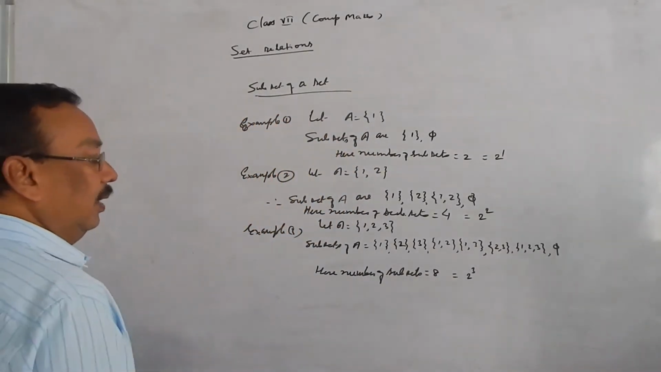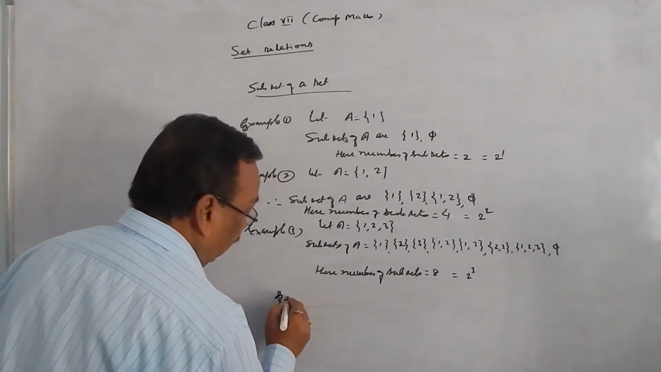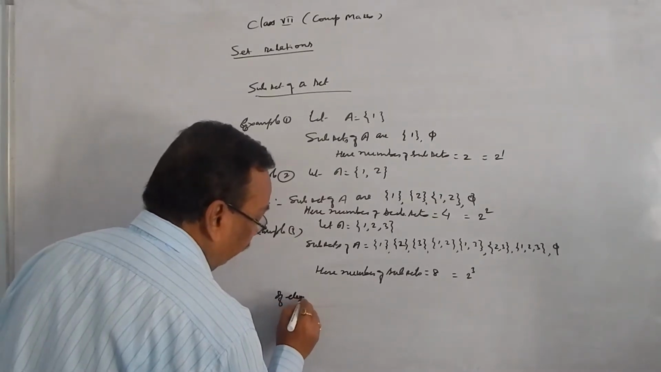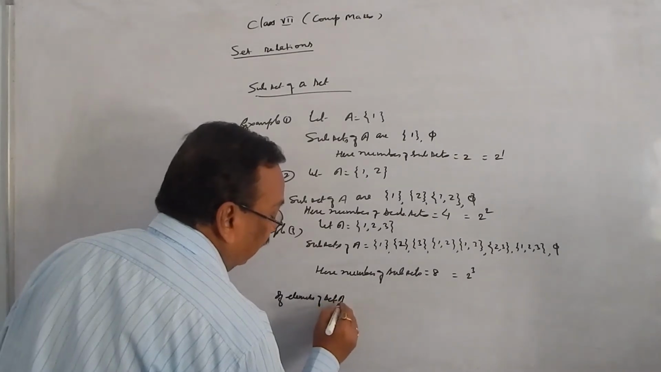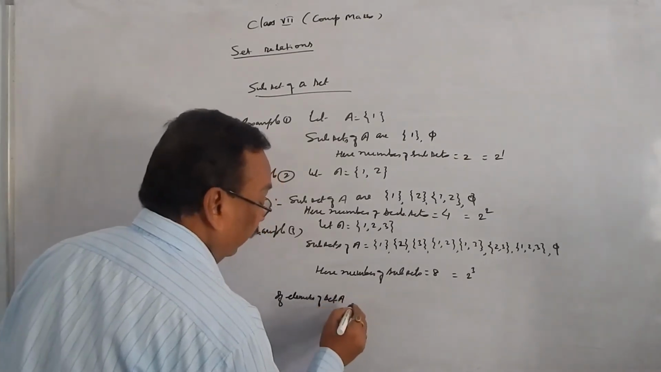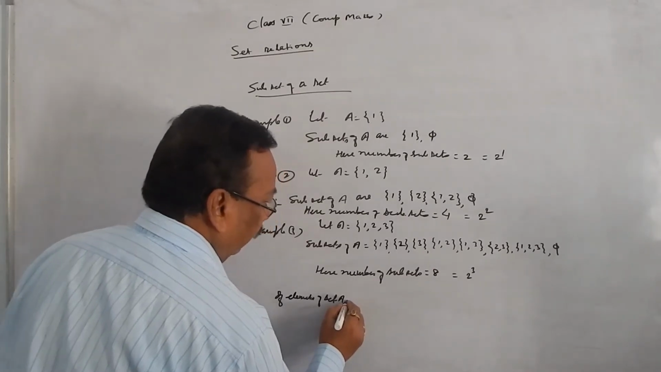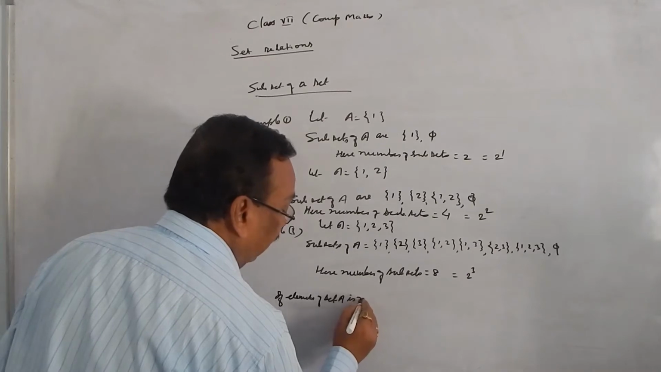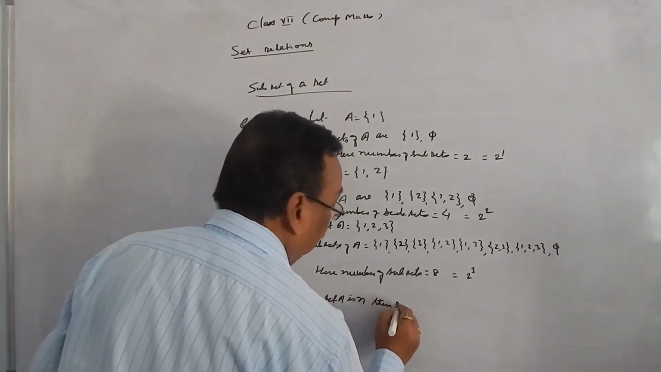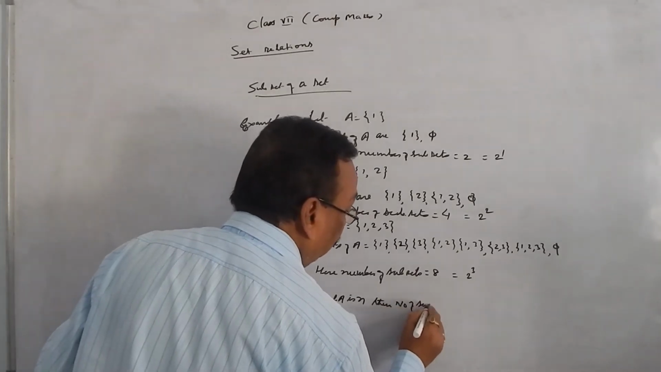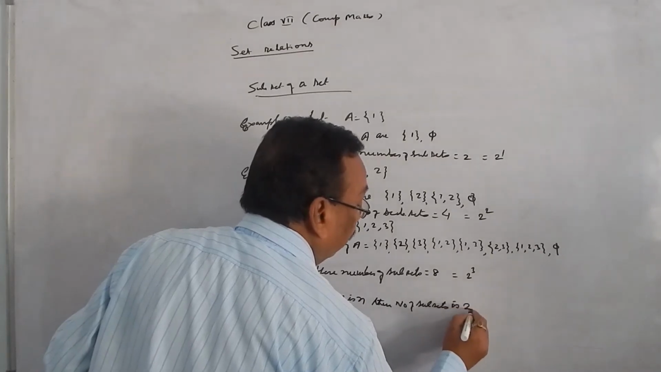This is the formula. If the number of elements of a set A is n, then the number of subsets is 2 to the power n.